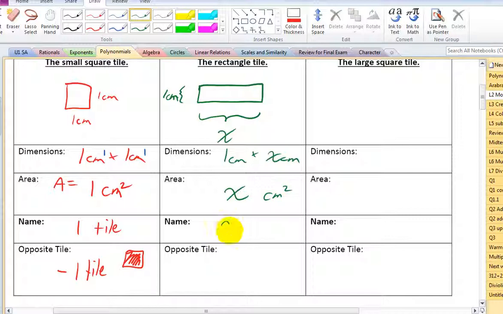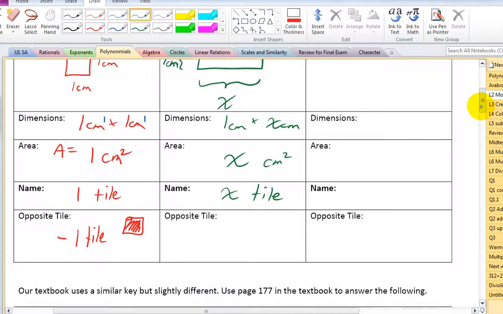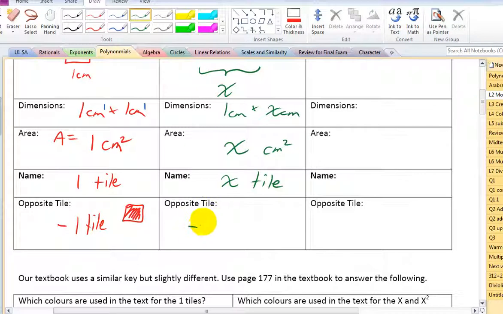Okay. So really, really fancy name then. We call this the x tile. And what's, if we turn it over, what's the opposite? -x tile. So that one will be shaded in. Okay.